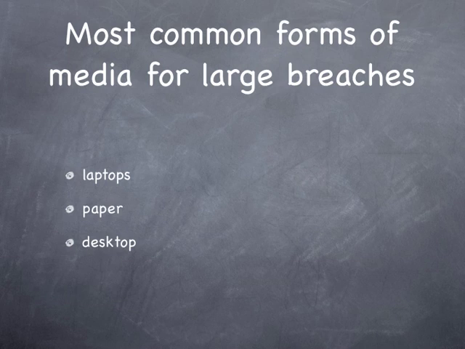The most common forms of media for large breaches are first, laptops. We don't have to worry about this too much because we don't really use them, but it is important to know. Second is paper forms, so that would be losing large stacks of papers or files. And the third is desktop areas. So your workspace, make sure again that the PHI is hidden from plain view so that people can't just look at information as they're passing by.